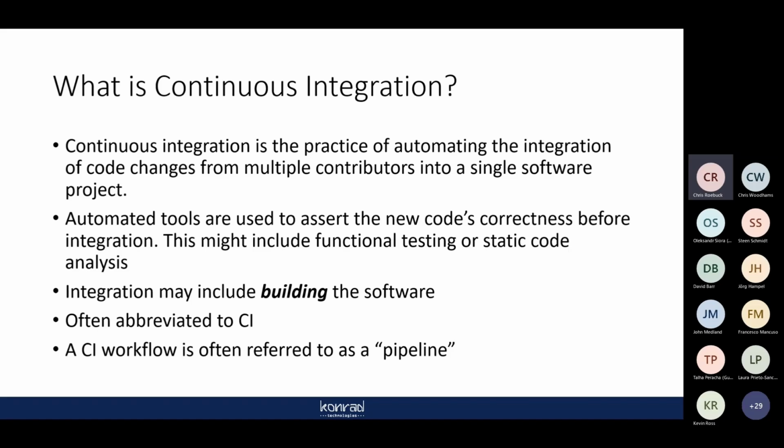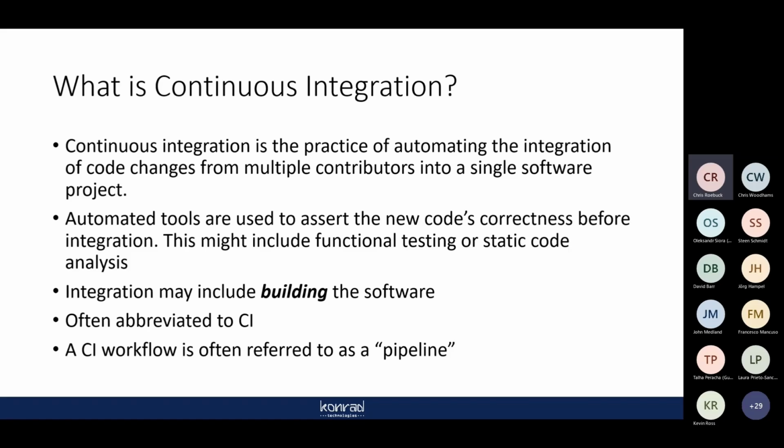So we've got code coming in from hopefully several developers into a single project. And we want to integrate those changes in an automated fashion. And we're going to use automated tools to assert the new code's correctness. So we're going to check that that code is actually good before we integrate it into our product. That might include functional testing or static code analysis. It might include building the software or some kind of build artifact, such as a package.